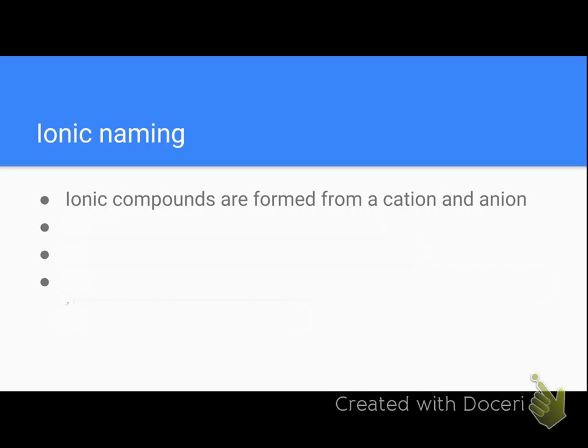All right, so ionic naming. Ionic compounds are formed from a cation and an anion. So this should be familiar: cation being your positive, anion being your negative. Remember that your anion names end in "ide", so fluoride, chloride, oxide, bromide, anything that's negative ends in IDE. So we take that normal ending and switch it to an IDE.